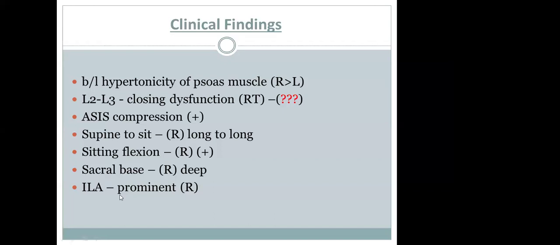You can say that this patient has a right pelvic outflare and unilateral sacral flexion, correct? And the patient also has signs of double crush. And then you have closing dysfunction. So this patient is getting compression at L2, L3, and also getting compression at the innominate, close to the ASIS. Is that clear? Any questions regarding this?